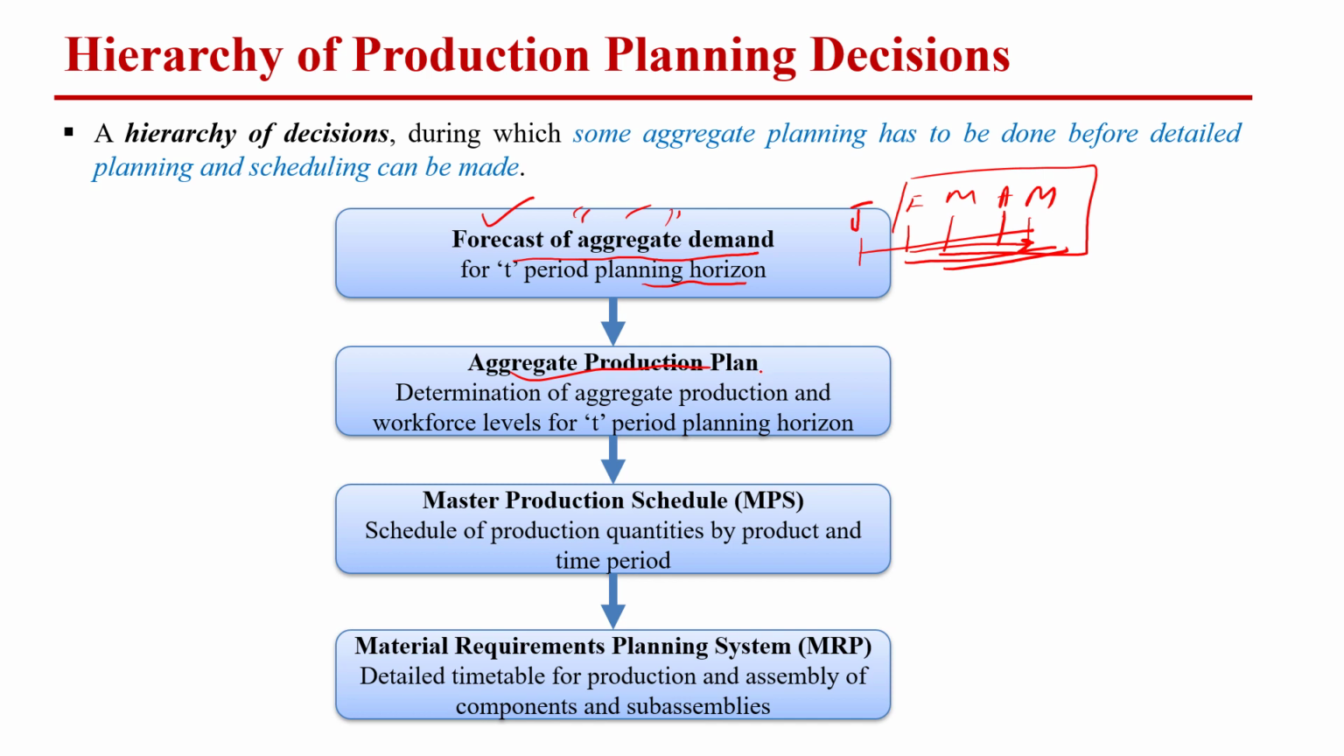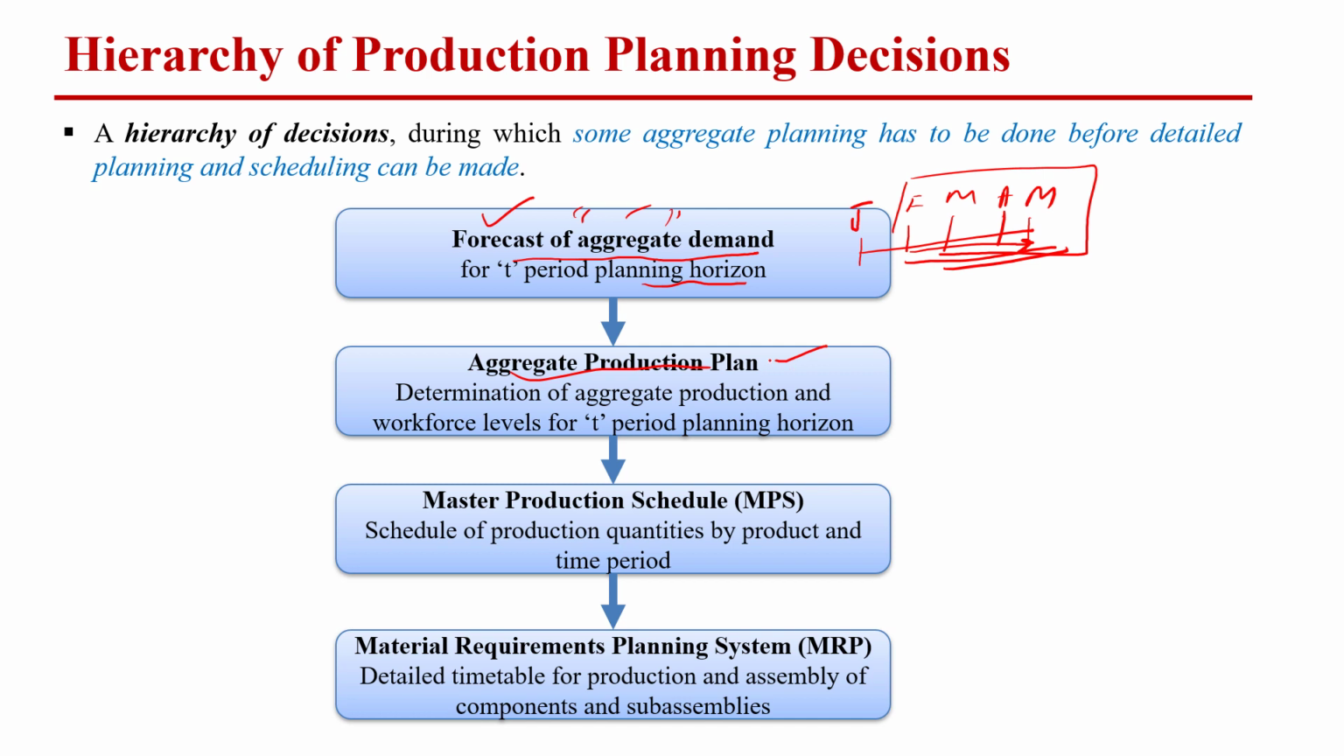Okay, and as well as how much inventory we should maintain of that particular product, and what the workforce level would be, which means how many workers we are going to need in that particular month, and how many workers we need to fire if we have an excess of workers. Okay, so that is the usual decision in aggregate production planning.